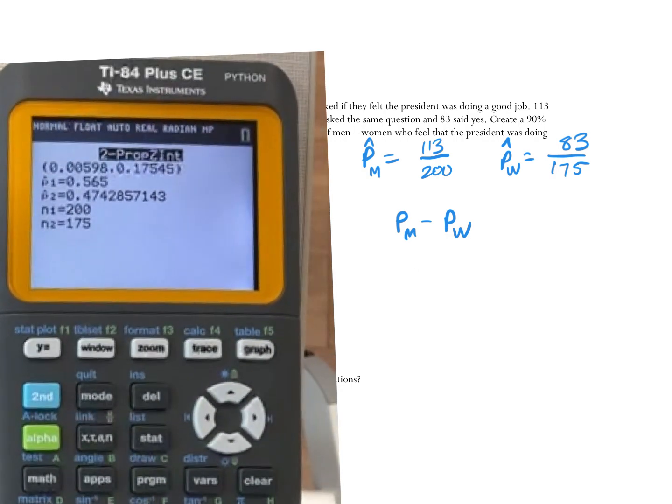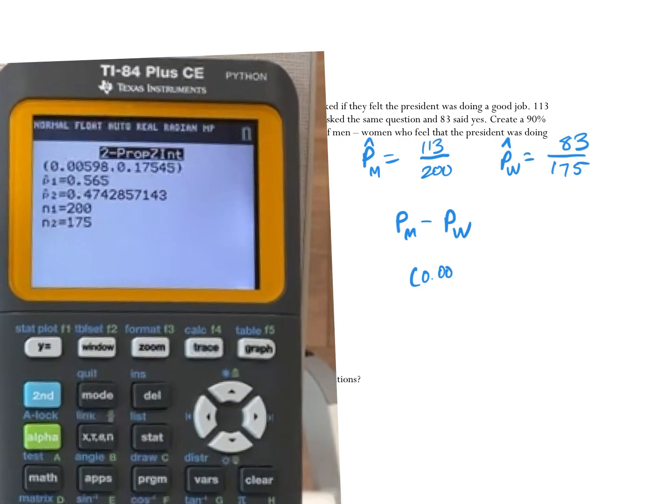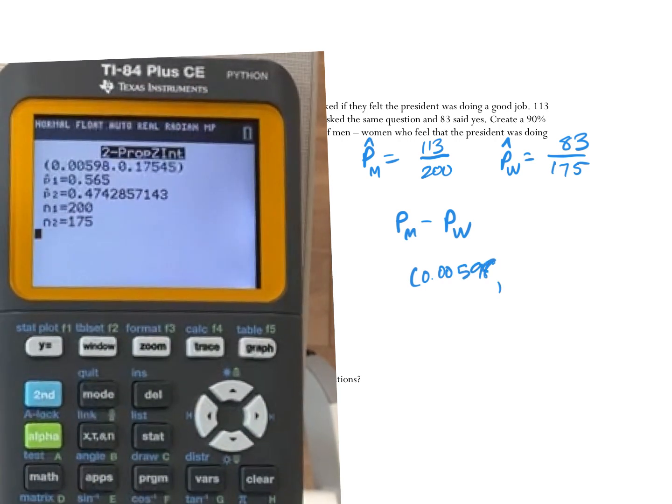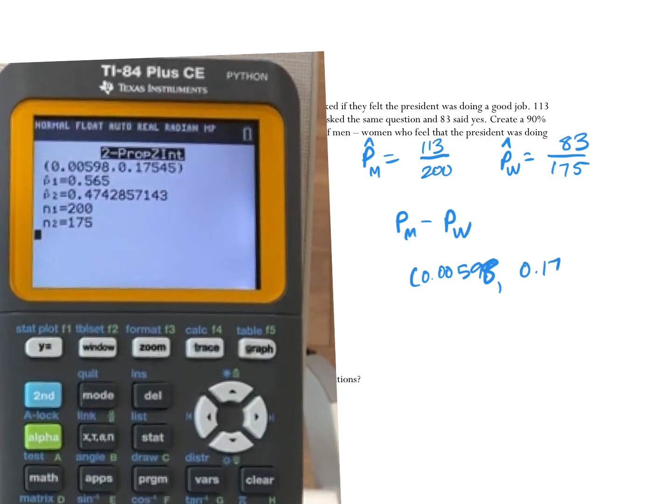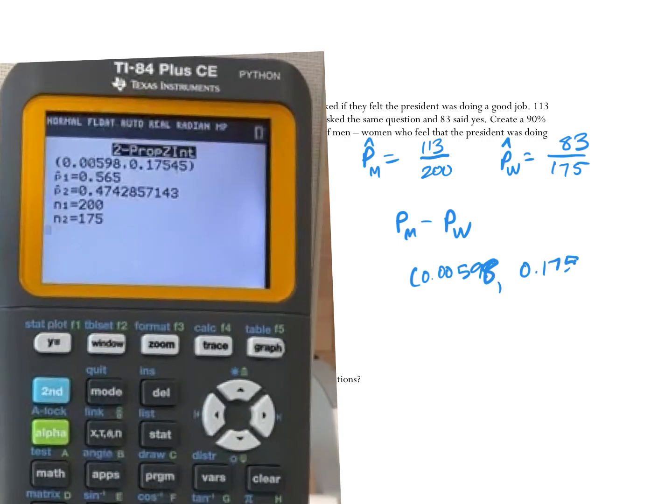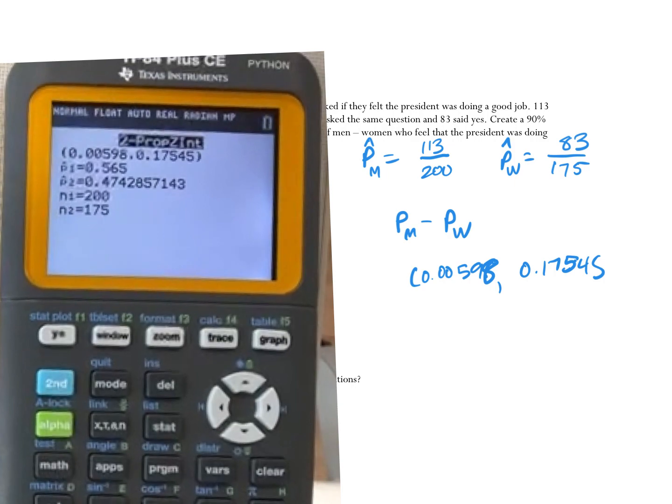So guys, I'm seeing this interval as 0.00598 to 0.17545. Are we all comfortable with this? Yes.